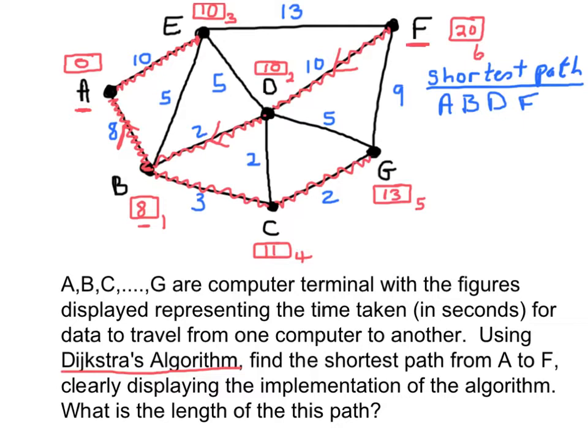And if I want the length of this path, all I have to do is add up the figures from A to B, which was 8, plus from B to D was 2, plus from D to F is 10. So the answer is 20. Or I can just take it from the label that I ended up with at F here. You can see that it's 20. So the length of that shortest path is 20.